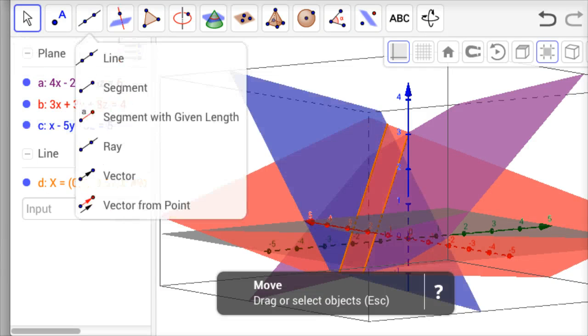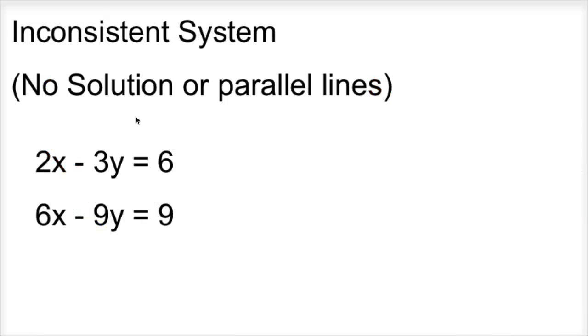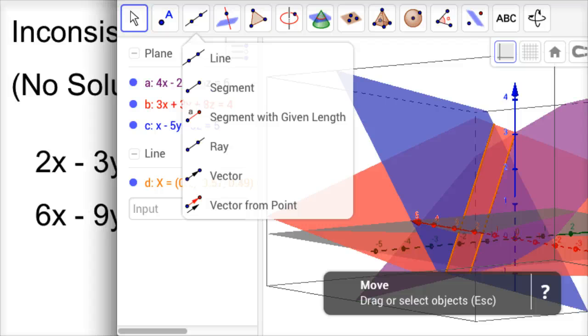Now, if you think back to when we used to do this, I'm going to flash back, we had no solution when it was just two variables and two equations, like this one. So 2x minus 3y equals 6, and 6x minus 9y equals 9. If you simplify this, you have the same slope, and you have parallel lines. So let's look at those in GeoGebra.